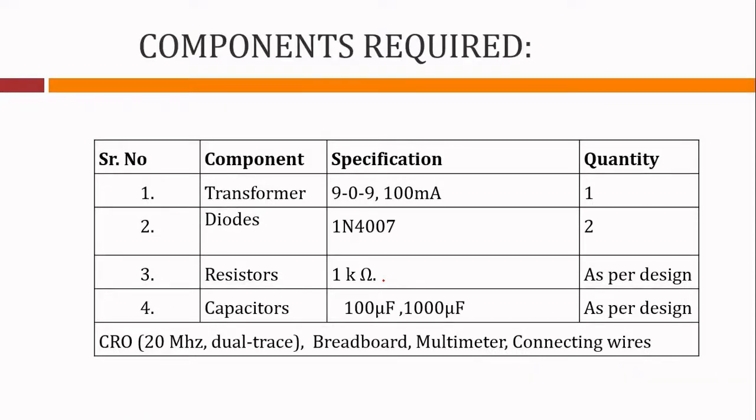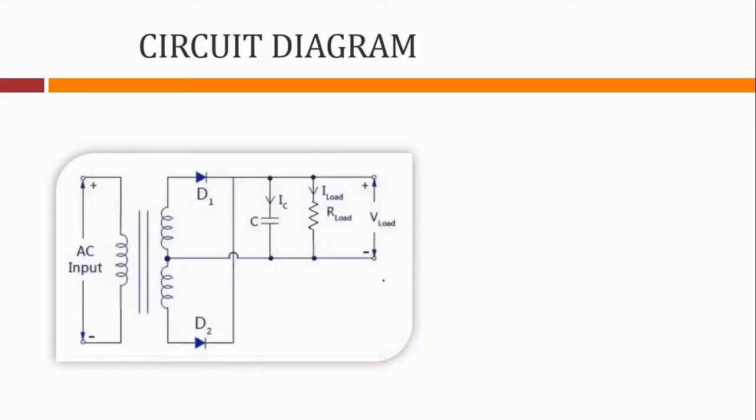So we are using a center tap transformer of 9-0-9 rating, 100 milliamperes, a regular set of diodes 1N4007, a resistor of 1 kilo ohm, wherein we are going to drop the voltage across it, and the capacitor. Now we have used two capacitors here, 100 microfarad and 1000 microfarad. It is as per design, and you can actually make out the difference in the output signal, in the sense the ripple voltage, by connecting different sets of capacitors.